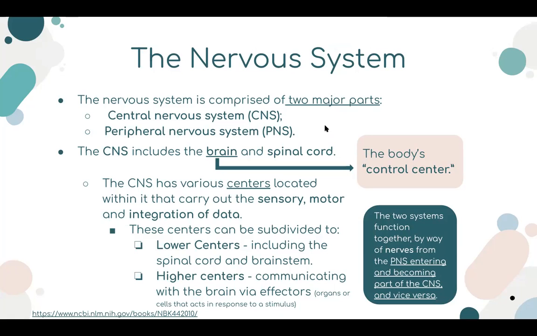These centers can be subdivided into two main portions, which are your lower centers, including the spinal cord and brainstem, and your higher centers, which are communicating with the brain via effectors, or organs or cells that act in response to a stimulus. So an effector can be something as simple as a muscle contracting your arm to make it flex, for example, or a gland releasing saliva from your salivary gland. These two systems function together by way of nerves communicating with each other by action potentials from the PNS entering and becoming part of the CNS and vice versa.